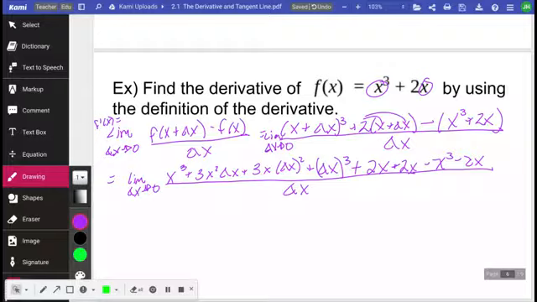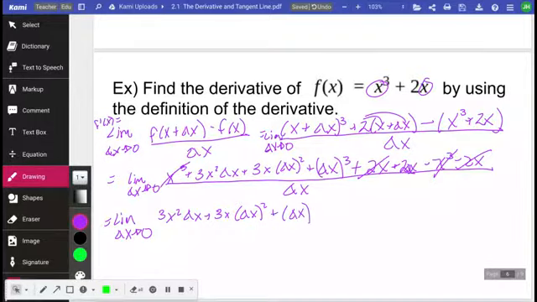So really, really long, but it's not as bad as it looks because negative x cubed and x cubed cancel, and then I have 2x and negative 2x. And then I'm going to rewrite this just so I can see it better. I do apologize, my handwriting is not the best. And so I have 3x squared delta x plus 3x delta x all squared plus delta x all cubed plus 2 delta x.